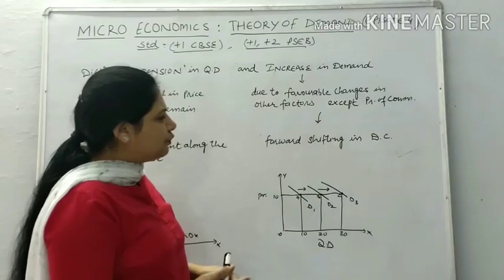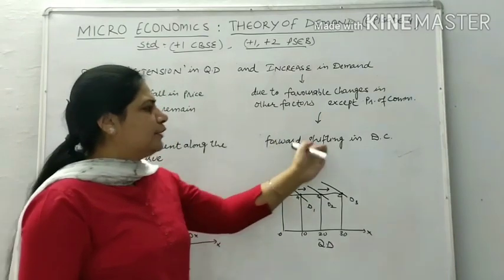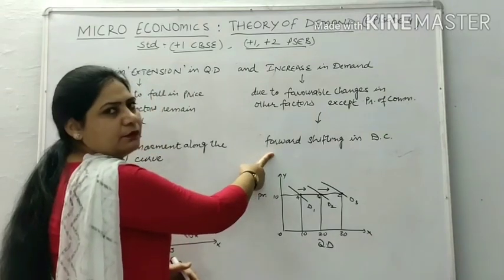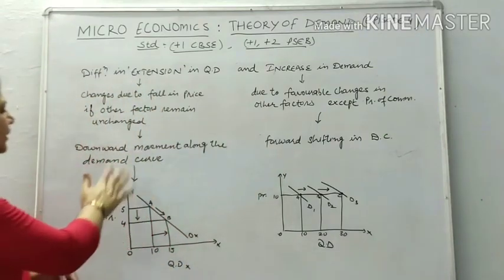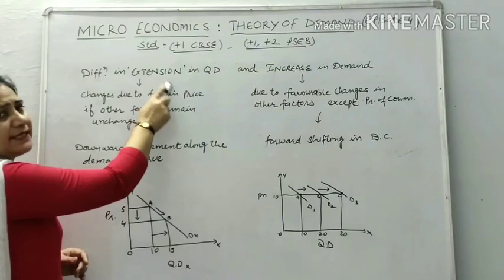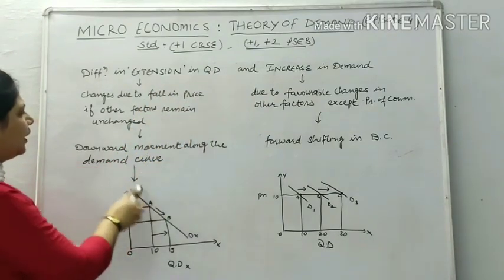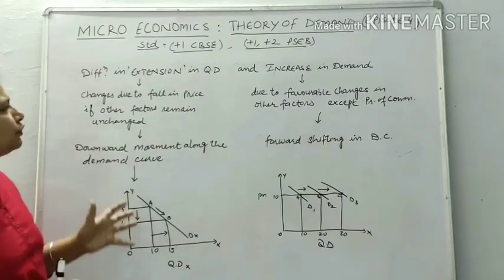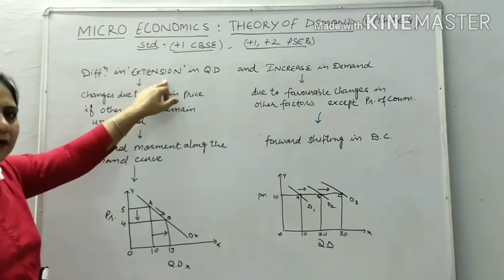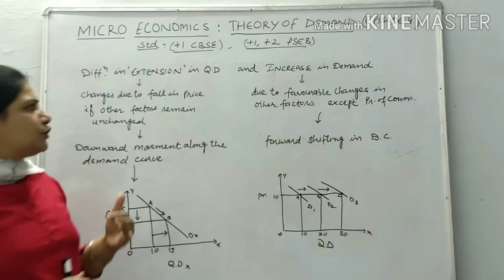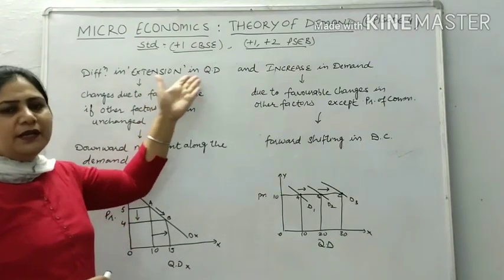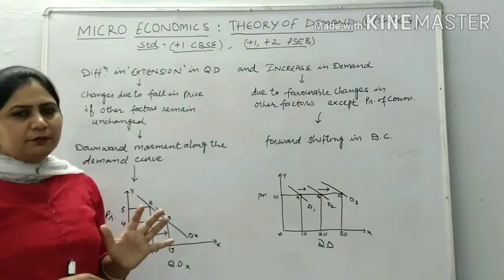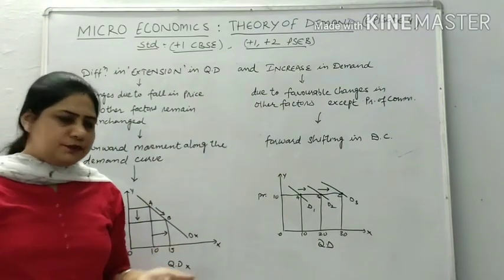We can show this change according to shifting. But which type of shifting? Forward shifting. On the other hand, in extension in quantity demanded, a downward movement along the demand curve is used to show extension in demand. When you show extension in quantity demanded, we use movement along a demand curve. But which type of movement do we use?